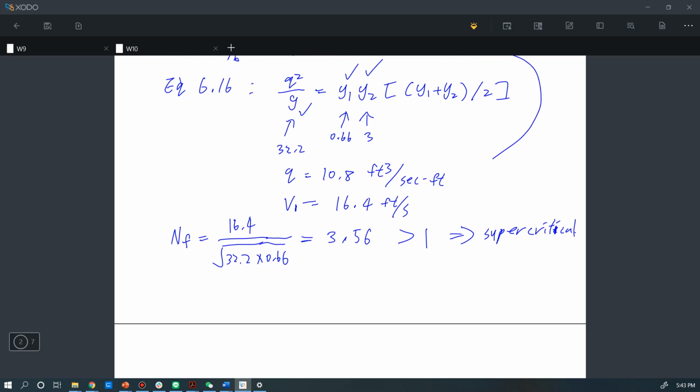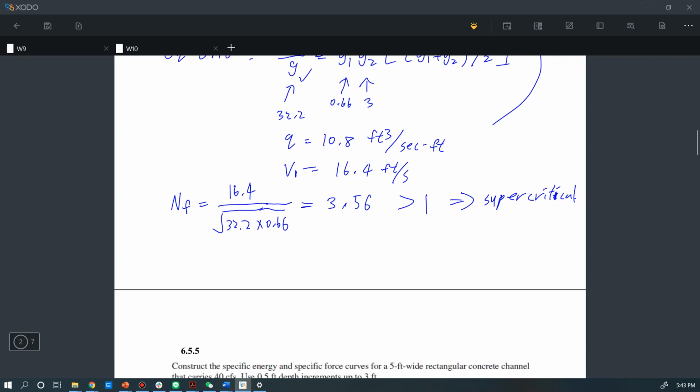Okay, and there's an alternative equation that you can use to calculate this Froude number. And I just write it down here for your reference, and you can also find this equation in the textbook as well. So the alternative equation that you can apply for this problem is this one.